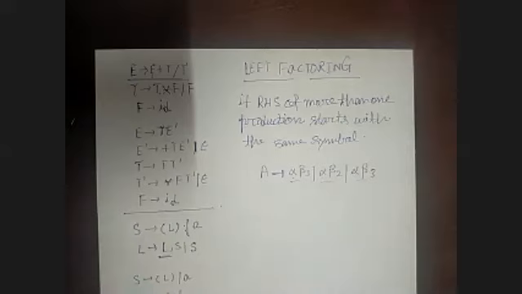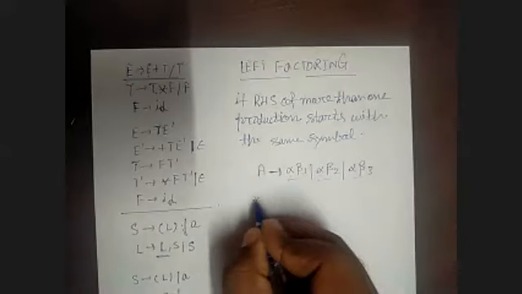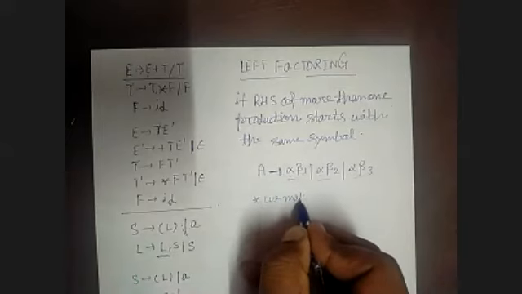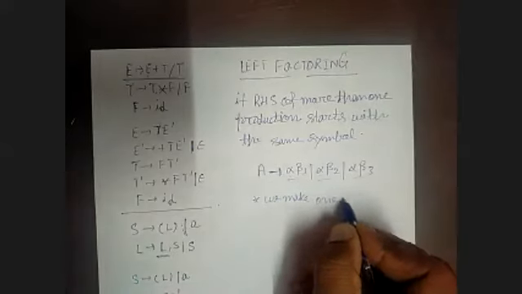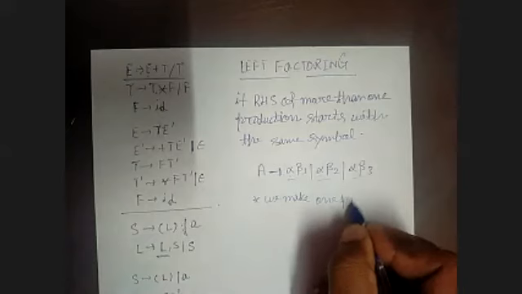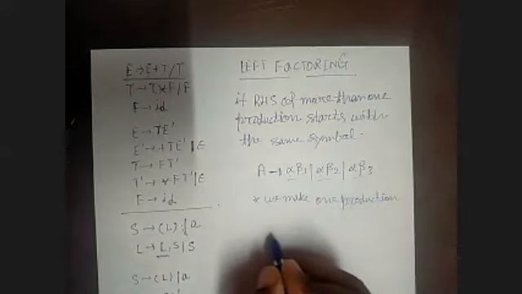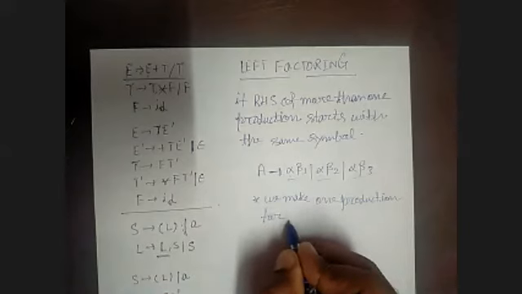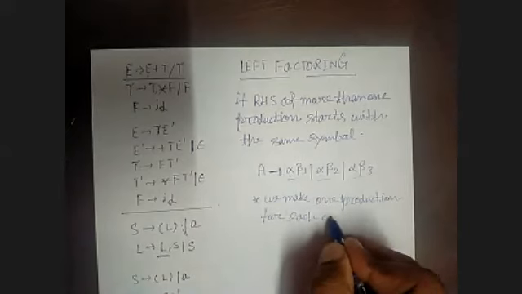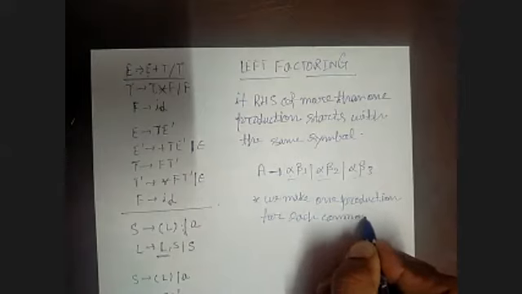How to remove this left factoring part? So first, कैसे remove करेंगे? We make one production for each common prefix. The first rule is we make one production for each common prefix. Common prefix meaning clear है?